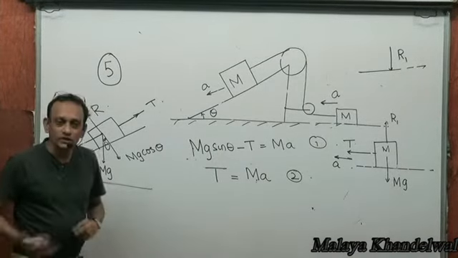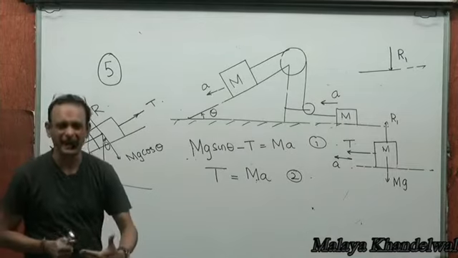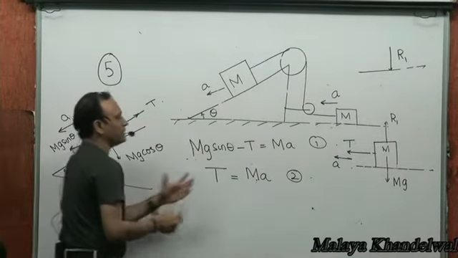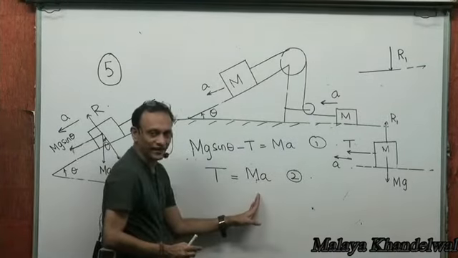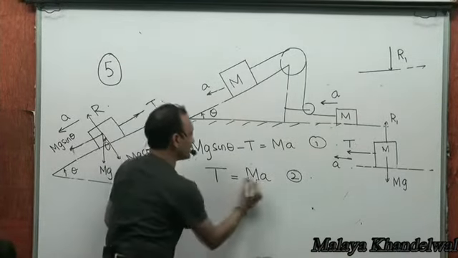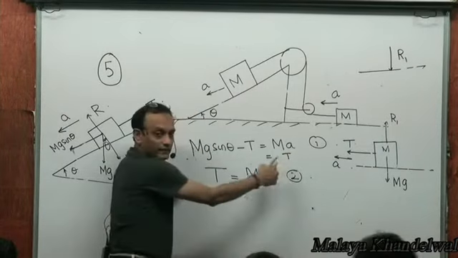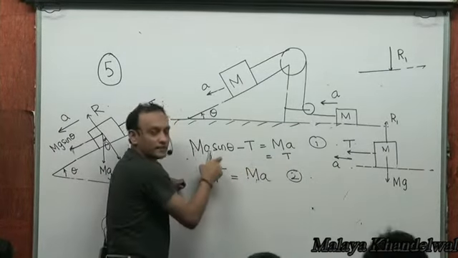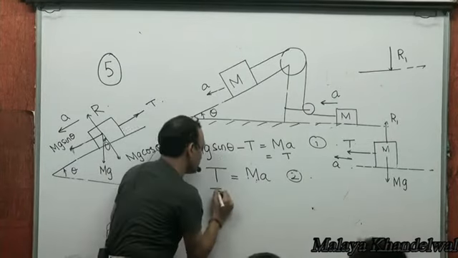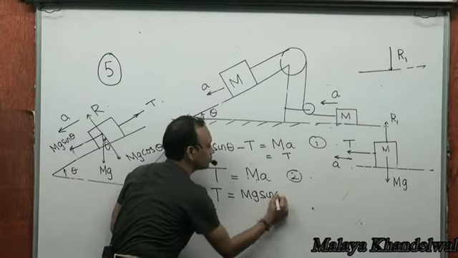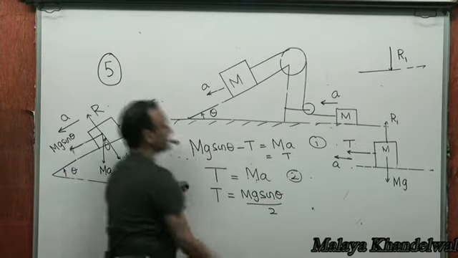T is inconsequential for me. I'm seeking to find a. T is consequential, I need to find T. But either I can divide this by this and find T, or what I could do is T is Ma, and this Ma I can write as T. So 2T is mg sine theta, T is mg sine theta by 2. Either way you want to solve it.